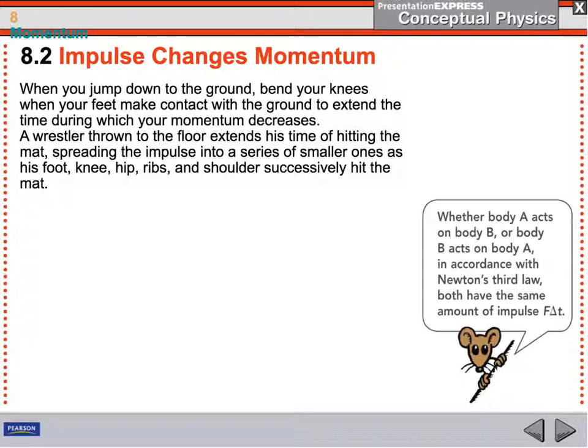A wrestler thrown onto the floor extends his time of hitting the mat, spreading the impulse into a series of smaller ones as his foot, knee, hip, ribs, and shoulders successively hit the mat. He just doesn't fall flat on the mat, he kind of rolls onto the mat.